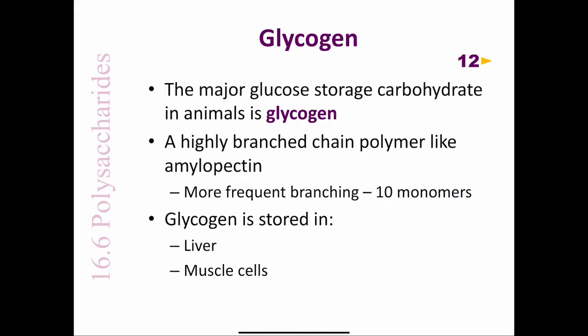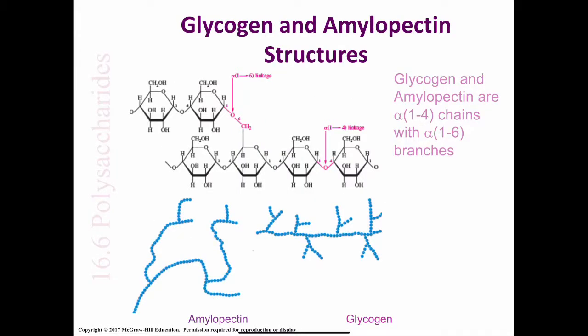Glycogen is stored in the liver and skeletal muscle. Glycogen synthesis and degradation in the liver are carefully regulated. As we will see later on in the course, these two processes are intimately involved in keeping blood glucose levels constant. And so this structure here shows both glycogen and amylopectin, and that they both have these alpha-1,4 linkages and they have alpha-1,6 branching. The differences between the two is that the branches in glycogen are shorter and more frequent.